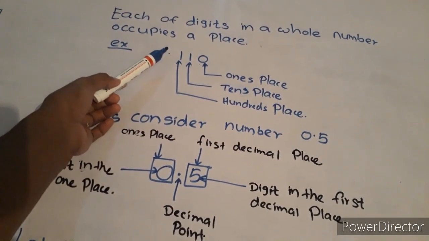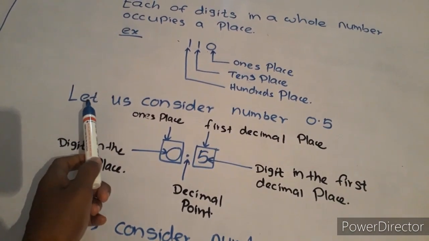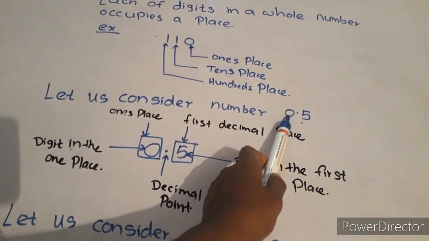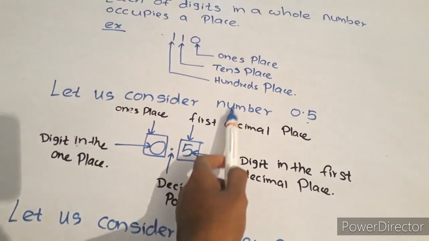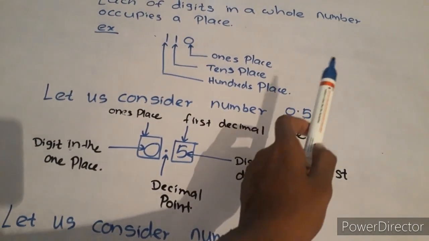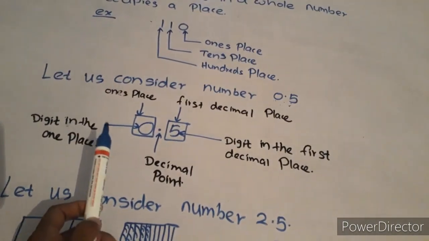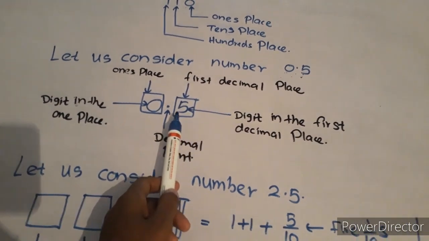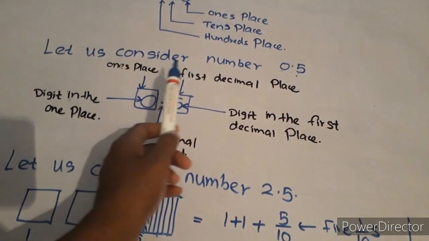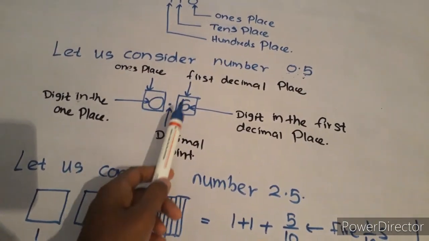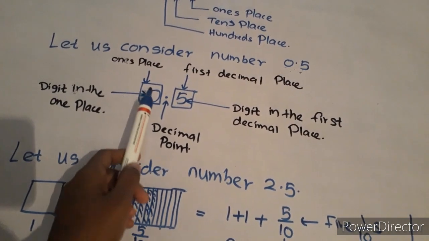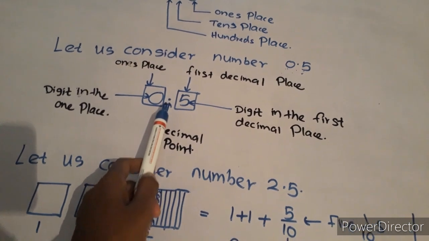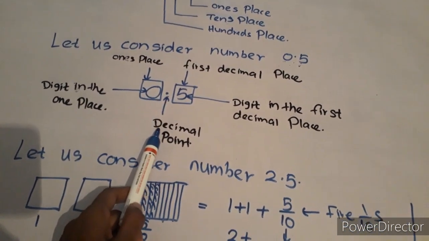So in decimals, let us consider the number 0.5. If I write it like this, we'll see what the place values of this decimal number are. You know, this is called the decimal point.